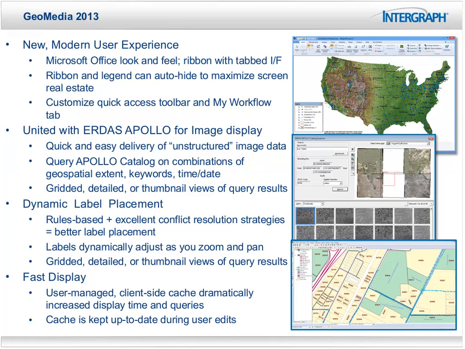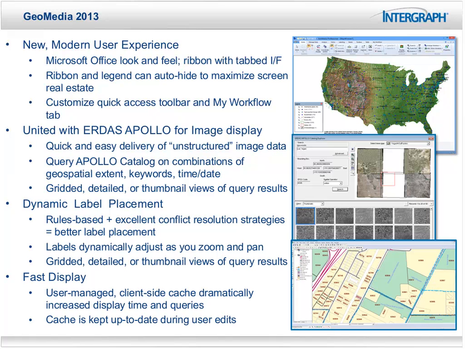The second thing we've done is integrate with the ERDAS Apollo product for image display. So you can easily go out and find all that unstructured image data that's lying around on disk. You can query the Apollo catalog using combinations of a geospatial extent, any keywords that might have been stored against the image data, and time or date stamps that you've got against that data as well, and bring that back to the GeoMedia client. You can view that in a couple of different ways, either gridded or detailed or thumbnail views. Easily select the images that you'd like to bring to the desktop and bring them into the map window.